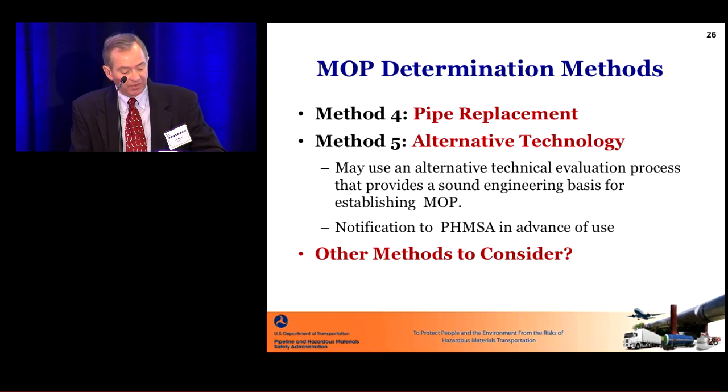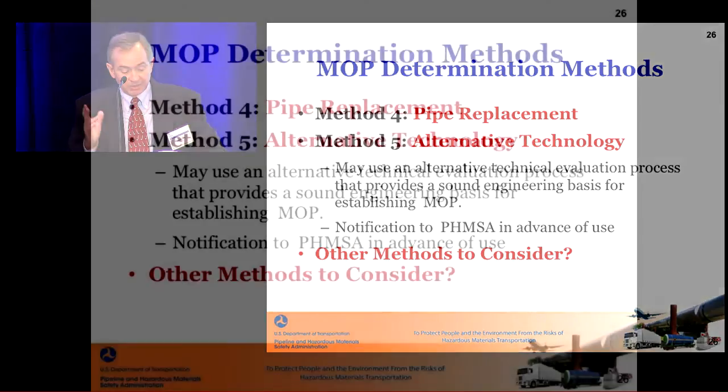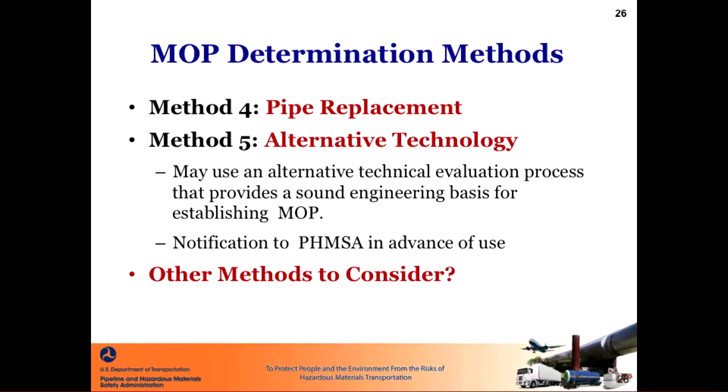Again, methods 4 and 5: pipe replacement, always an option, and alternative technology. Again, what should we look at there? And of course, if we do have rulemaking and alternative technologies in there, it would be a notification process to PHMSA with a no objection before you go forward. And any other methods to consider.